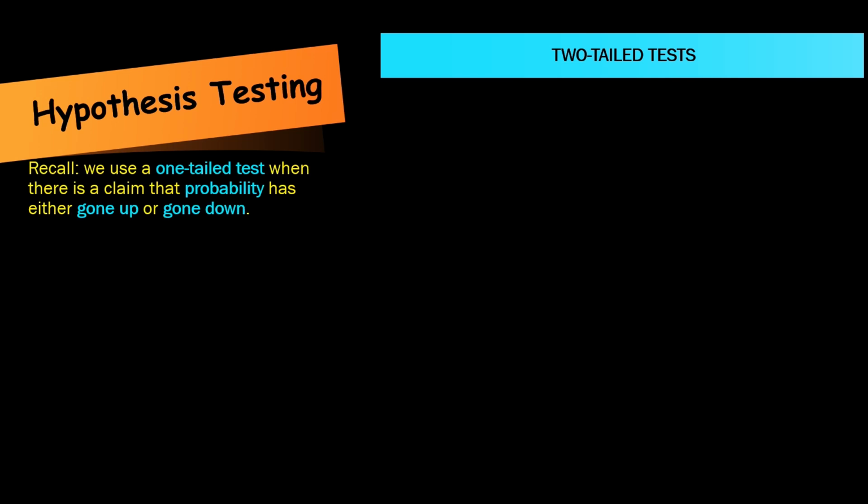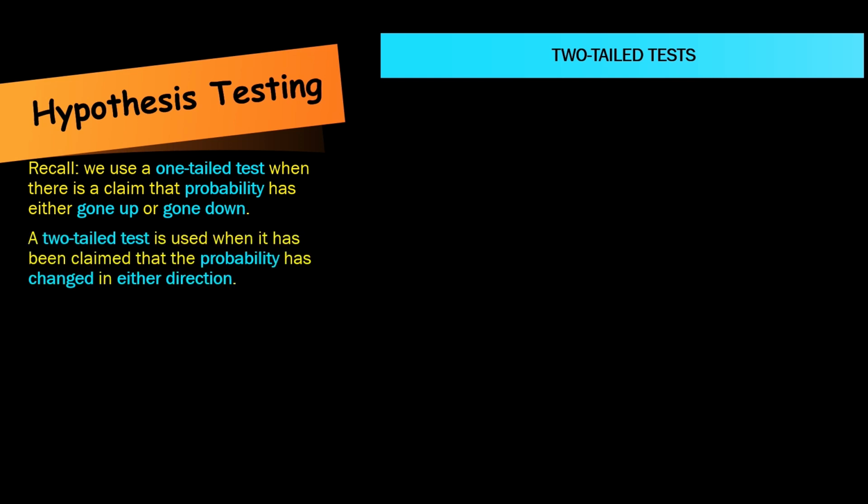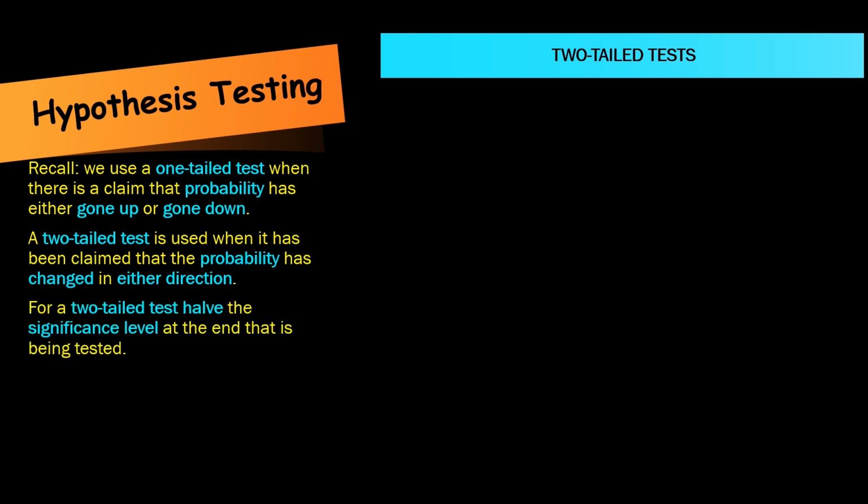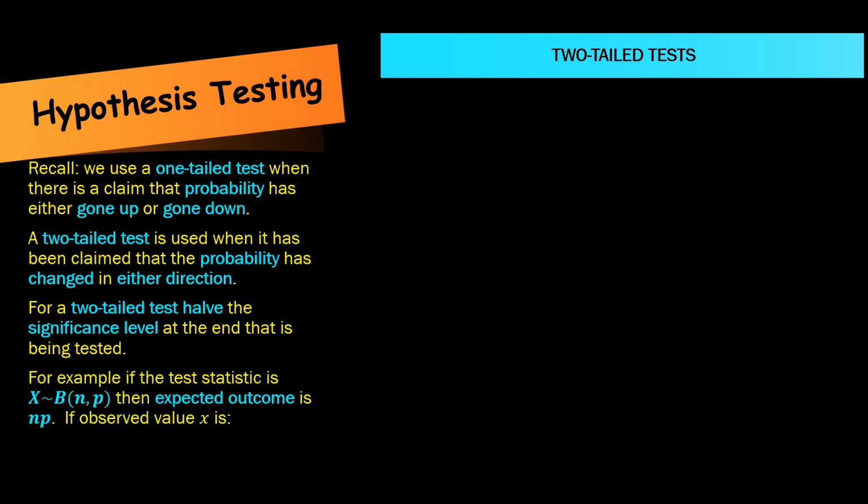Recall that we use a one-tailed test when there is a claim that probability has either gone up or gone down. A two-tailed test is used when it has been claimed that the probability has changed in either direction. For a two-tailed test, halve the significance level at the end that is being tested.